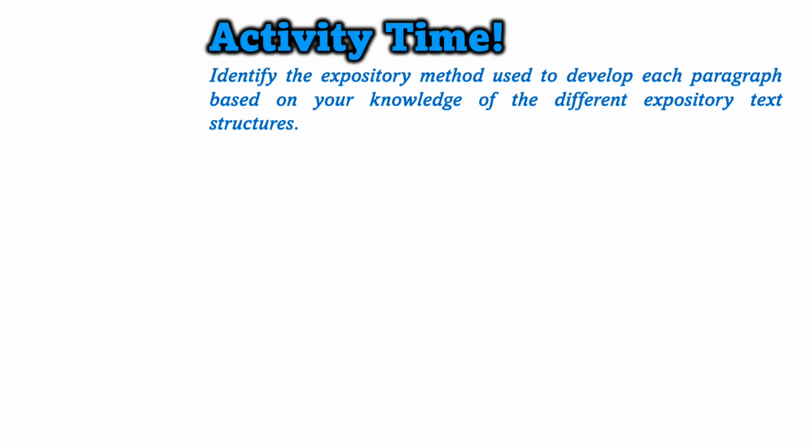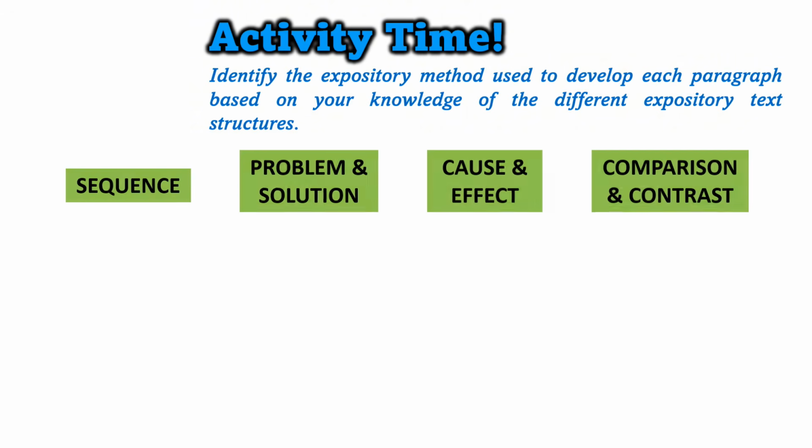For your lesson activity, you have to identify the expository method used to develop each paragraph based on your knowledge of the different expository text structures. Let's read aloud the paragraph and you will be given 5 seconds to think about your answers. Your choices are sequence, problem and solution, cause and effect, and comparison and contrast.